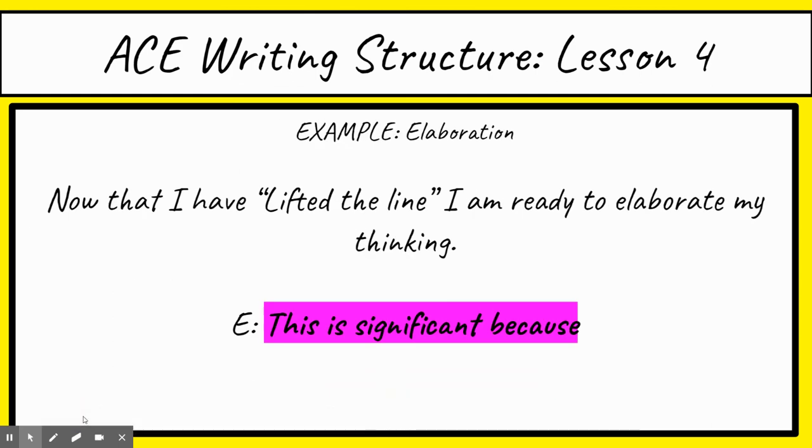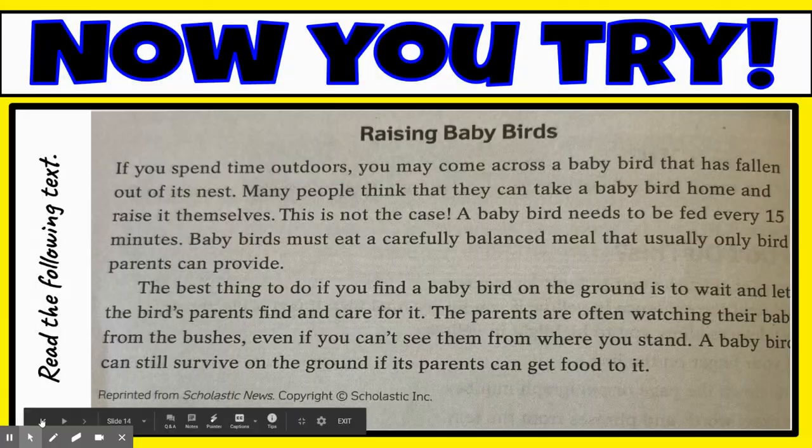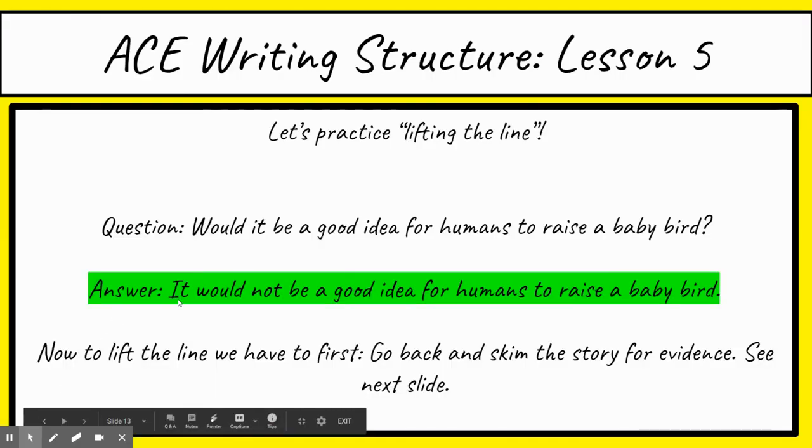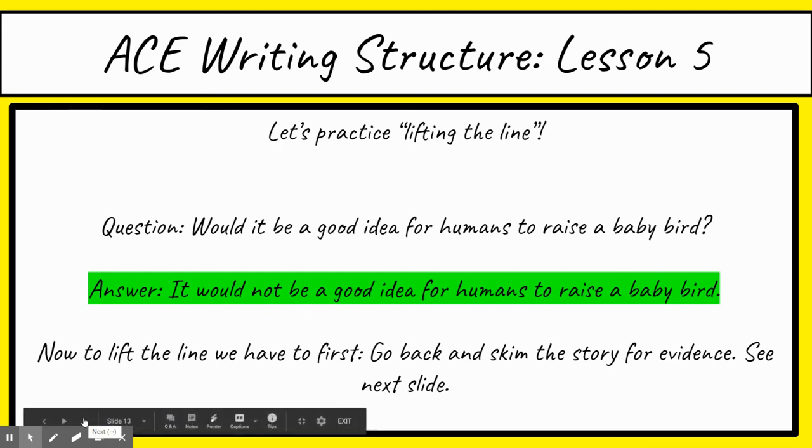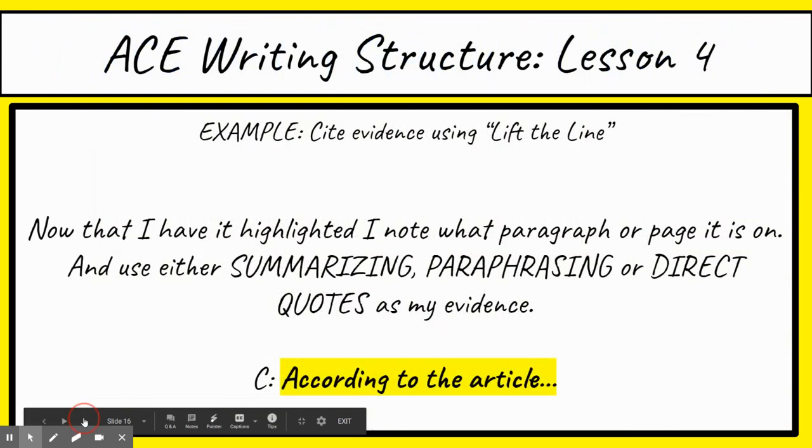Good. Now that you have lifted the line, you're ready to elaborate your thinking. Remember, you don't want to use any of the words really that you've already used in the A portion of your ACE response. So let me go back to that ACE portion so that you can see. You don't want to say it would not be a good idea for humans to raise a baby bird. Try to avoid most of those words if you can in your elaboration.